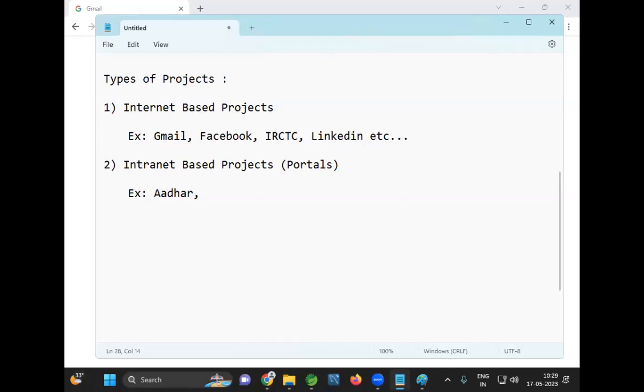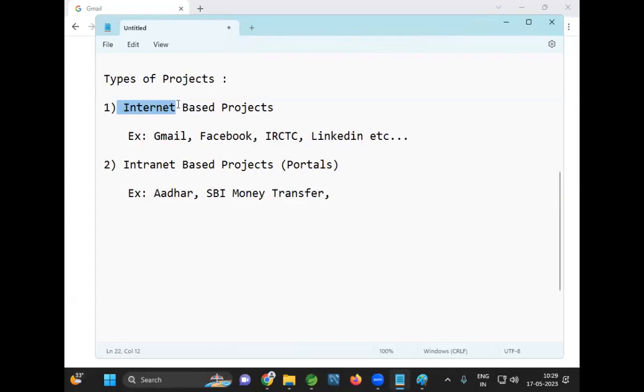That means that the SBI employee will use one application. Can I use that application outside? That application is accessible only within the SBI bank locations. So such kind of project is called an intranet-based project. Aadhaar, SBI money transfer. I'm not talking about net banking. Net banking again comes under internet. Why does net banking come under internet?